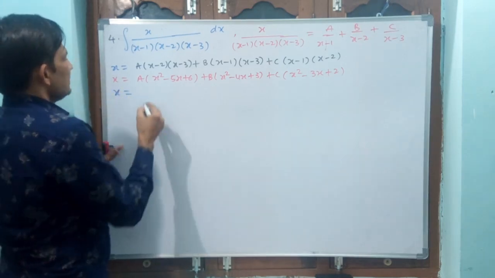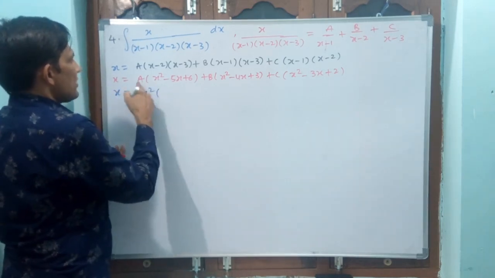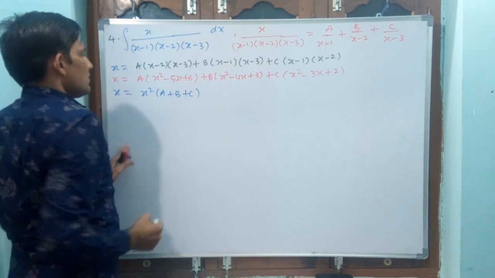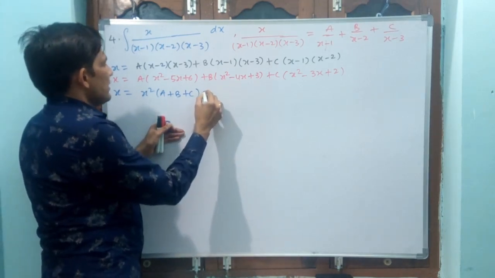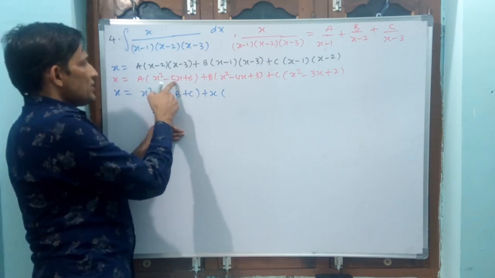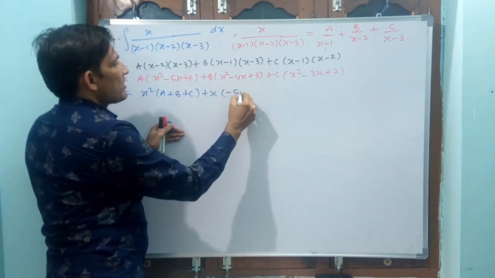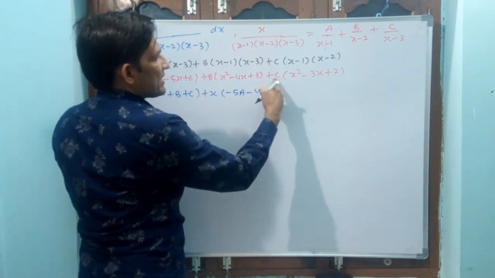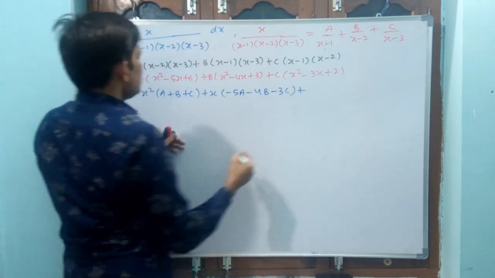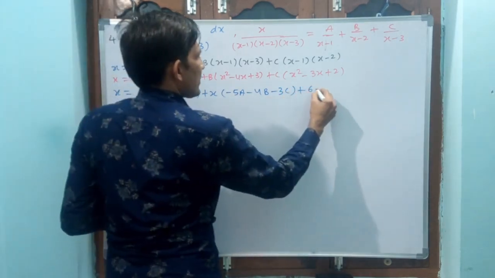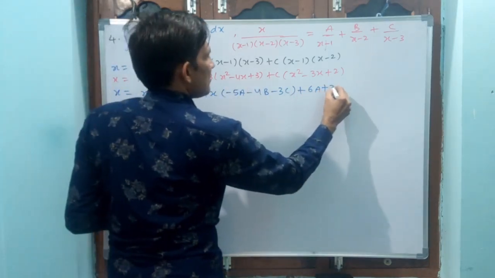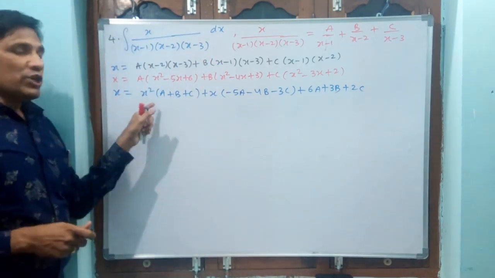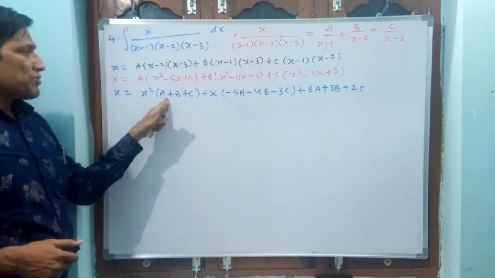x is equal to x square, if I take common, a plus b plus c. Okay, and x also you have to take. See, I am taking plus x as common. See, x is having minus 5a, x is having minus 4b, x is having minus 3c, plus constant you see 6a, 3b plus 2c.